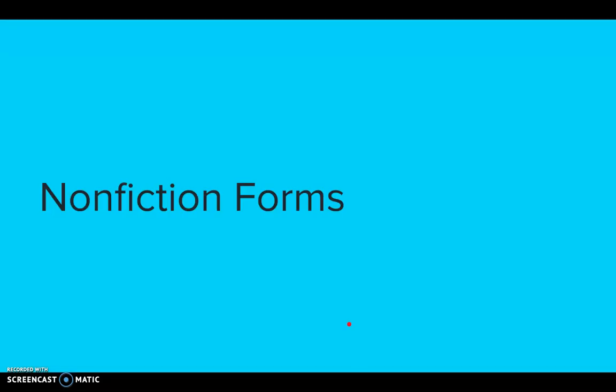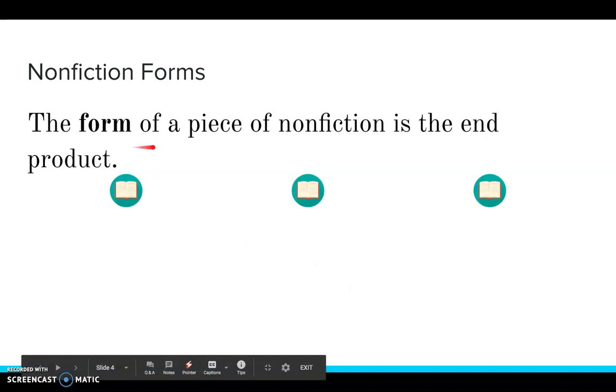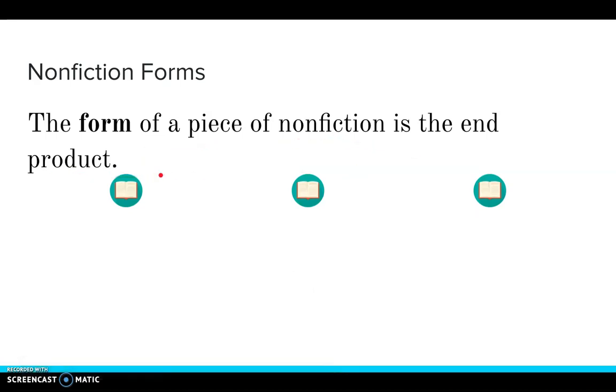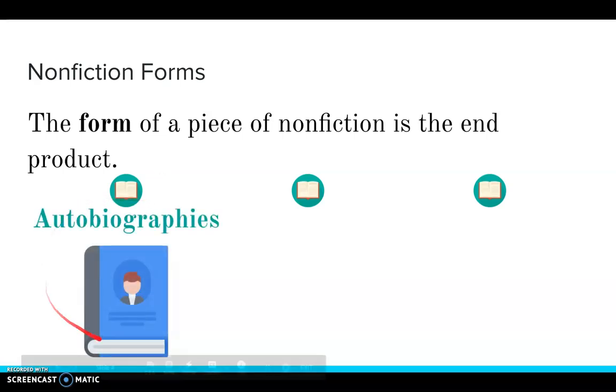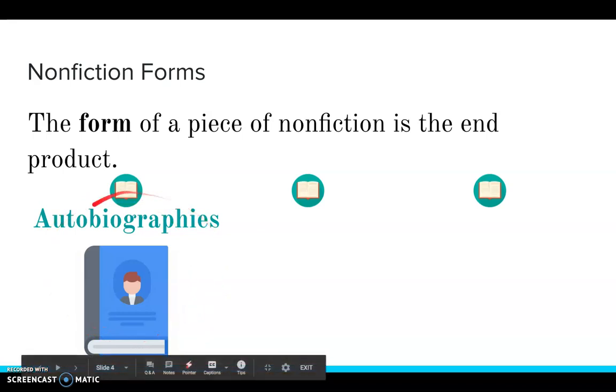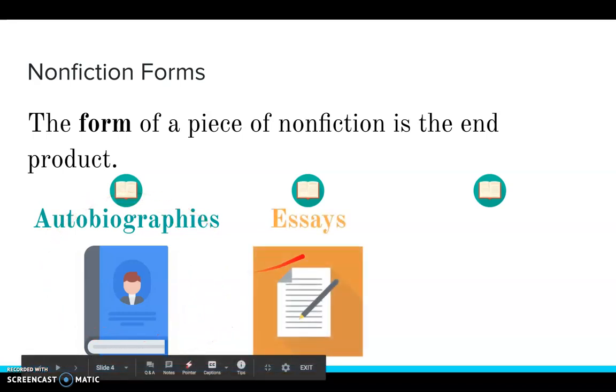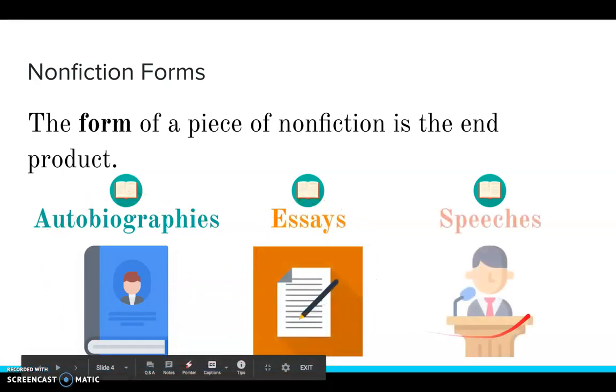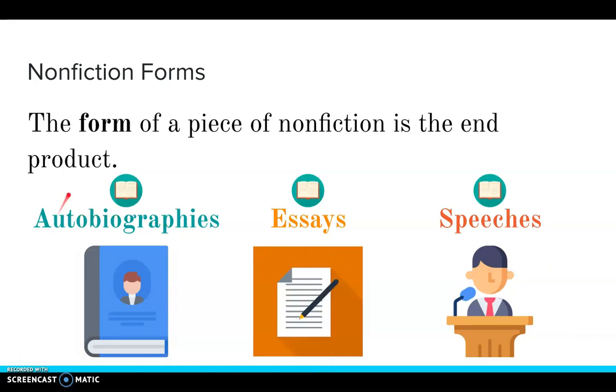All right, let's begin. Nonfiction forms. So, the form of a piece of nonfiction is the end product. That's kind of a good way to describe what I mean by this. So, for example, an autobiography. That's one form that a piece of nonfiction can take. Essays are another form, and speeches are the last form. Well, at least the last form we'll be talking about today. So go ahead and answer. I believe these are the answers to number 1 under the nonfiction forms section in your study guide.